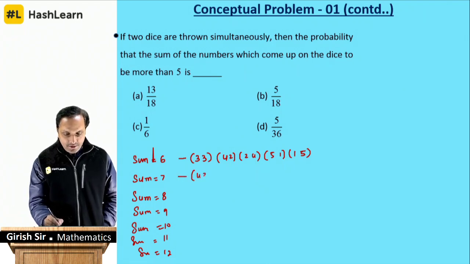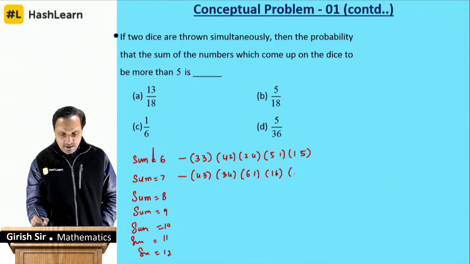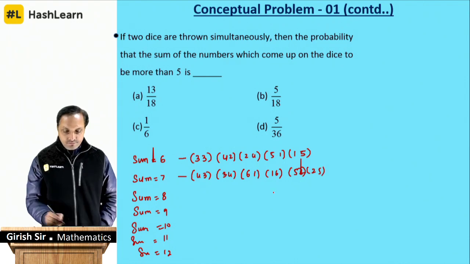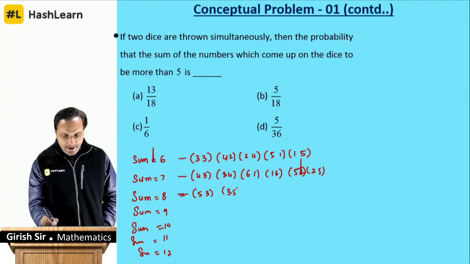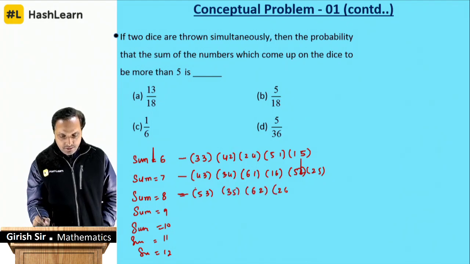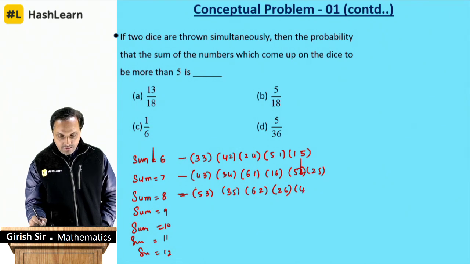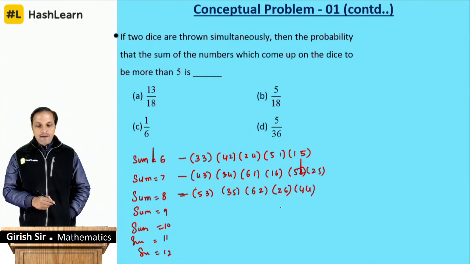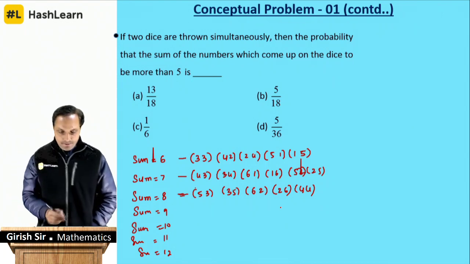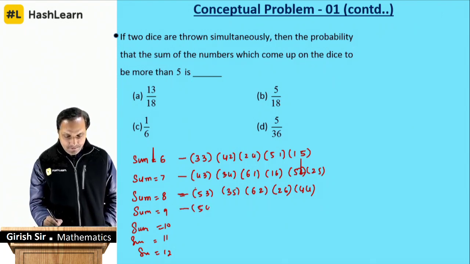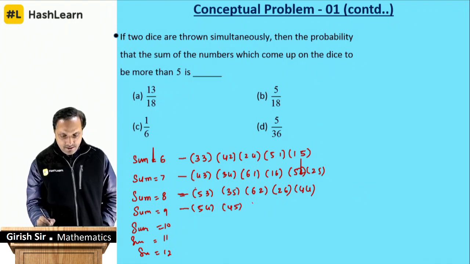Sum 7: 4, 3; 3, 4; 6, 1; 1, 6; 5, 2; and 2, 5. 8 is 5, 3; 3, 5; 6, 2; 2, 6; 4, 4. Then do you have anything else? Sum is 9: 5 plus 4 is 9, 4 plus 5 is also 9, 6, 3 and 3, 6.